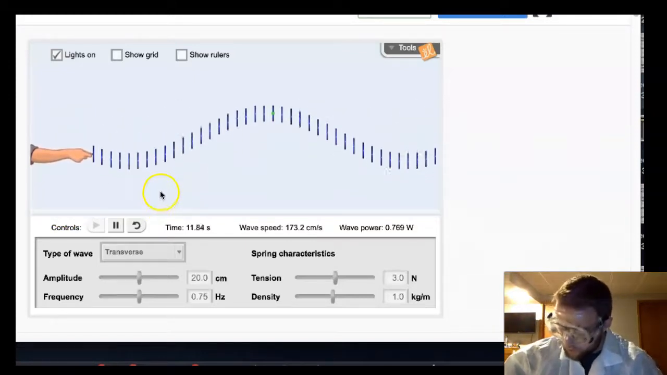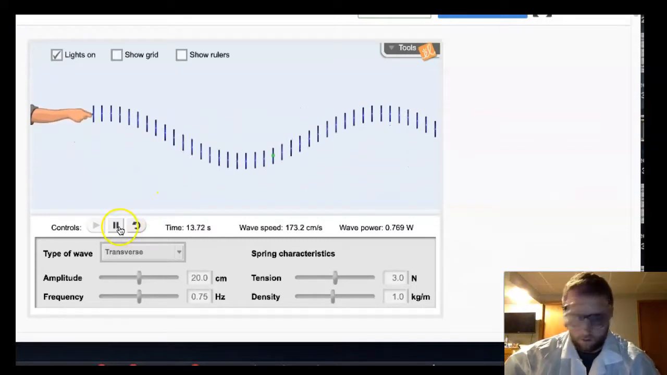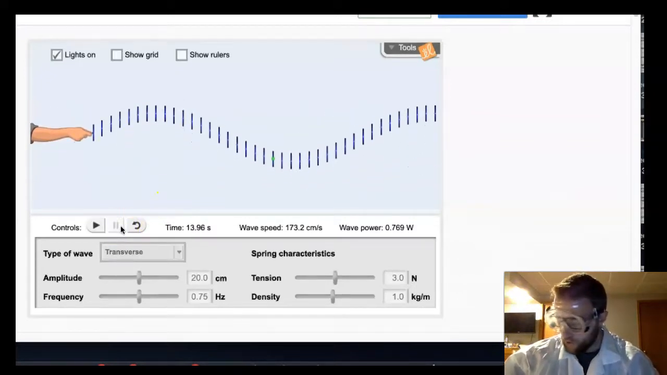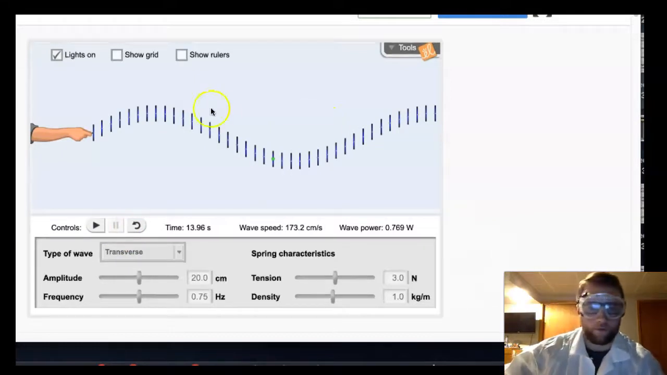Number 2, click pause. Notice the crests, the high points, and the troughs, the low points of the wave. Here we have the high points, right here and right here, and those are the crests of this wave. The troughs are the low points of a wave. The low point of this wave would be right here.